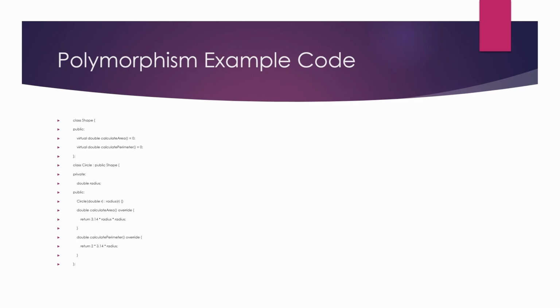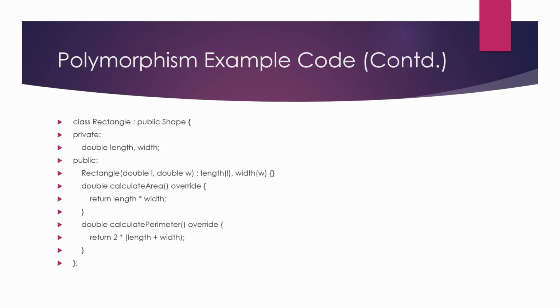Here we have the base class Shape with two virtual methods, calculateArea and calculatePerimeter. These methods will be overridden in the derived classes to provide specific implementations for different shapes. In the derived classes such as Circle and Rectangle, we implement the methods to calculate the area and perimeter according to the respective formulas. Thanks to polymorphism, we can call these methods on a Shape pointer, and the correct method will be called based on the actual object type.